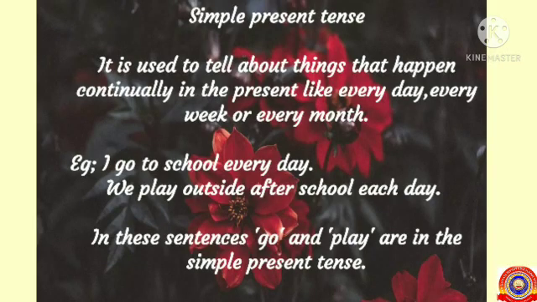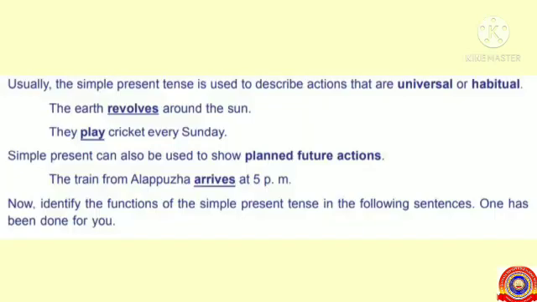Simple present tense. It is used to tell about things that happen continually in the present, like every day, every week or every month. Example, I go to school every day. We play outside after school each day. In these sentences, go and play are in the simple present tense. Usually, the simple present tense is used to describe actions that are universal or habitual.